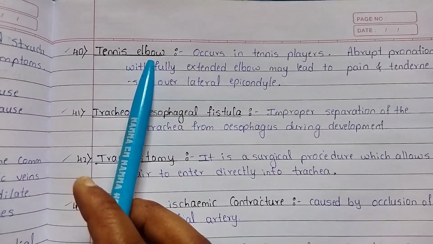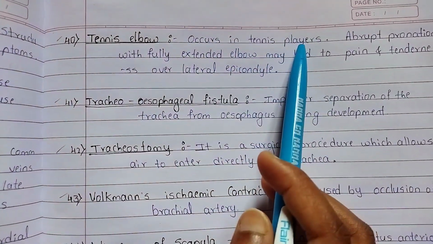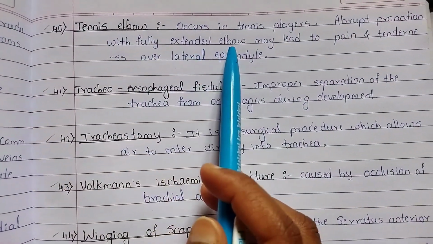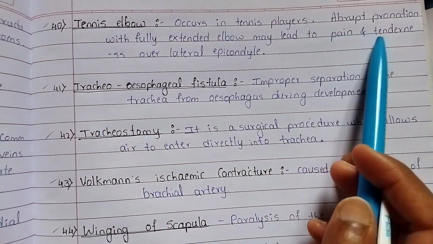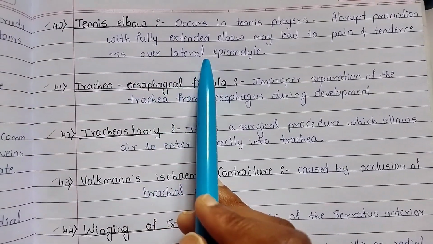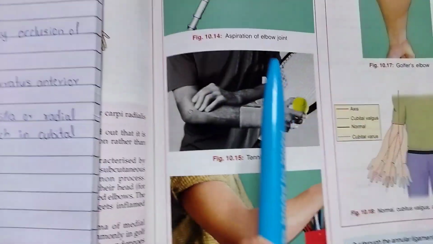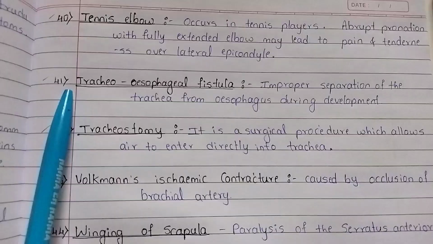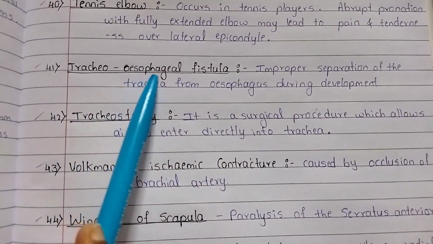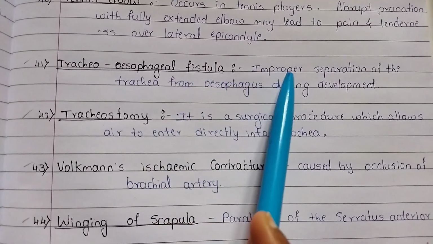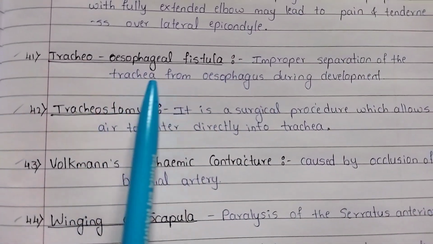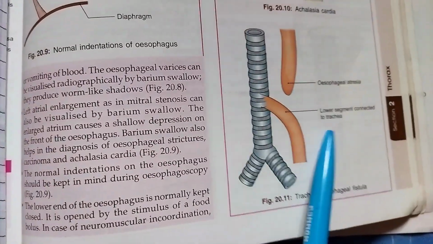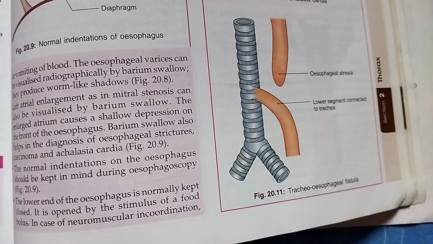Next, tennis elbow. It occurs in a tennis player; abrupt pronation with a fully extended elbow may lead to pain and tenderness over the lateral epicondyle. So, in this picture you can see tennis elbow. Next, tracheoesophageal fistula. It is improper separation of the trachea from the esophagus during development. In this picture you can see tracheoesophageal fistula.